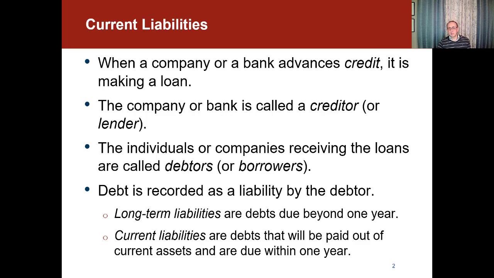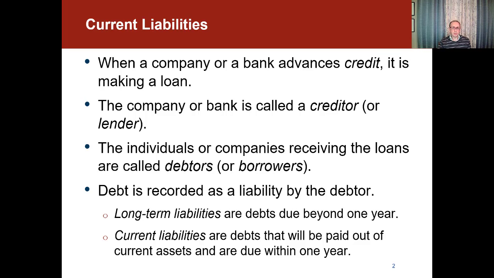Long-term liabilities are debts due beyond 1 year, and current liabilities are debts that will be paid out of current assets and are due within 1 year. As we know with long-term assets, or property, plant and equipment, versus current assets, the cutoff line is 1 year. Same thing for long-term and current liabilities. If we have a debt that's longer than 1 year, it's considered a long-term liability. If it's less than 1 year, then it's a current liability.